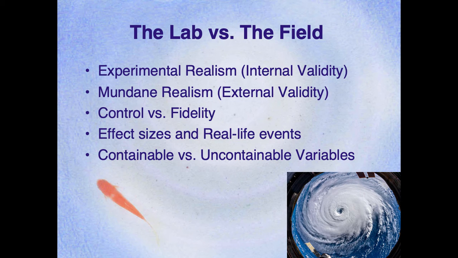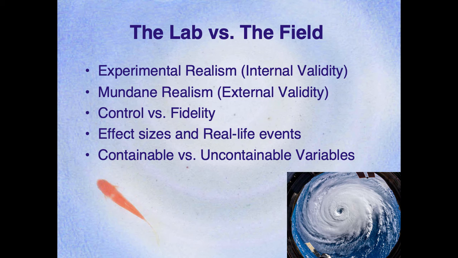So the lab versus the field is a big debate here, right? With the experimental realism, we have more internal validity, right? So in the lab, more mundane realism is present if we have external validity, right? So the mundane is it feels like the real world. Experimental is when the lab duplicates that, right?